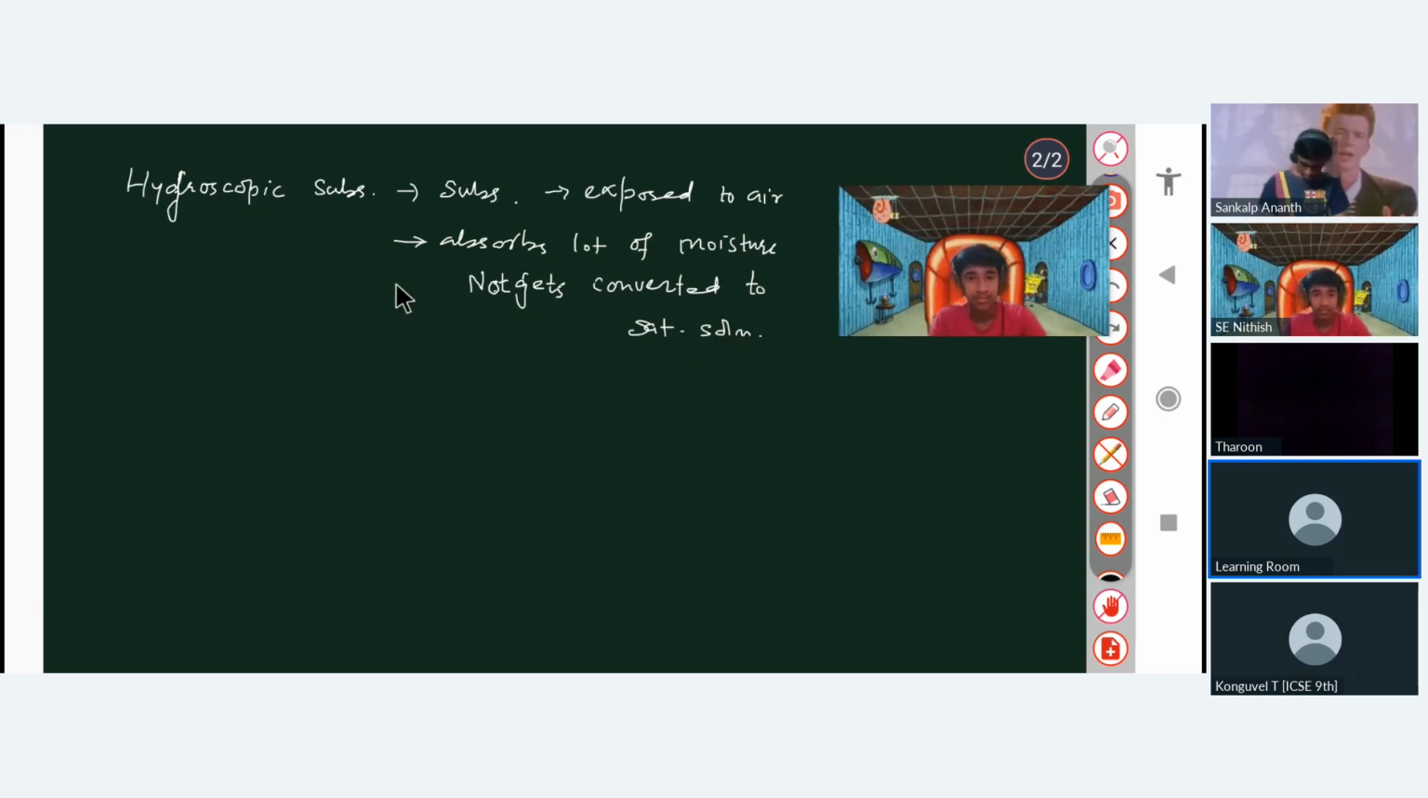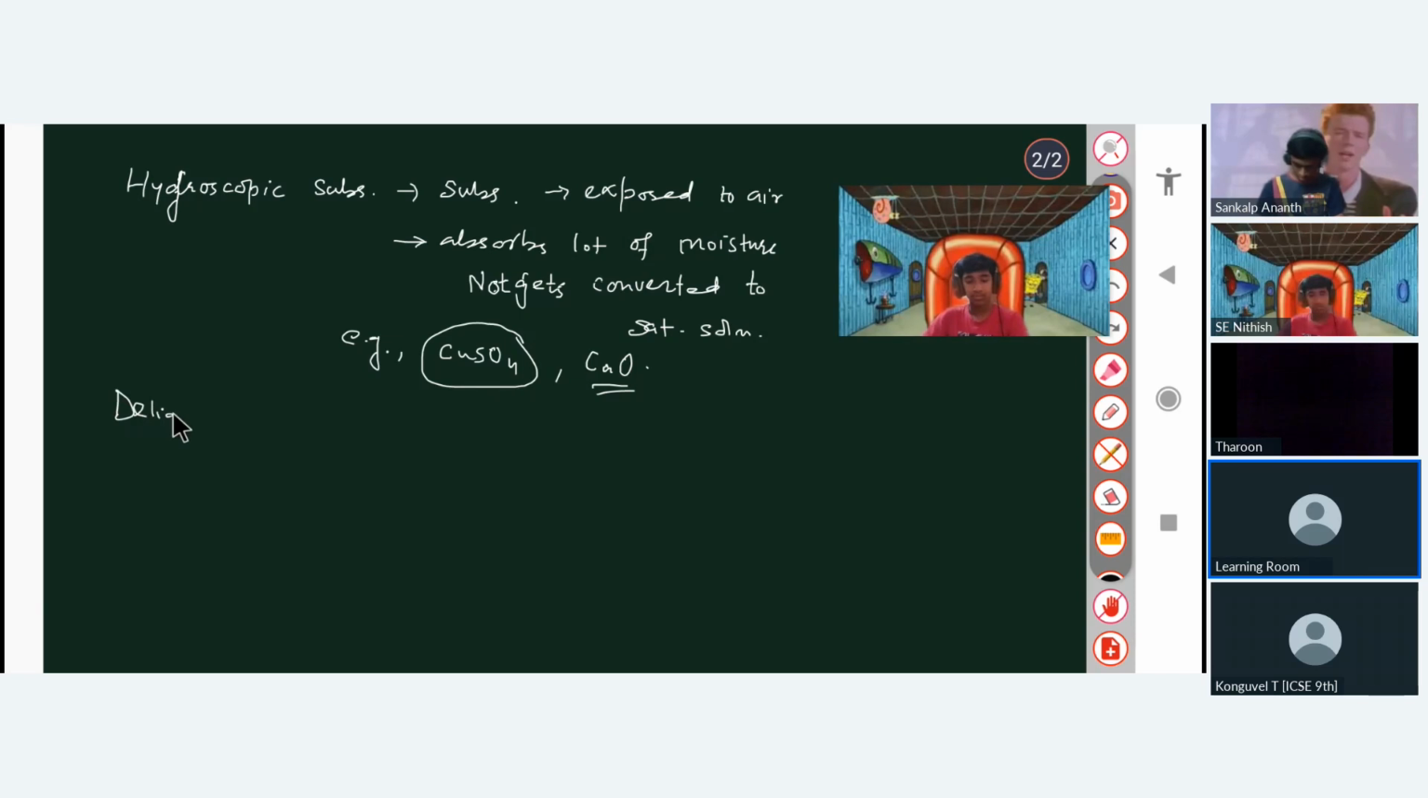Can you give me an example of a hygroscopic substance? So CuSO4 plus 5H2O gives CuSO4 dot 5H2O. So we have this copper sulfate, it will act as a hygroscopic substance, right? Yes, sir. Similarly, we have quicklime, that's calcium oxide. So next was our deliquescent.